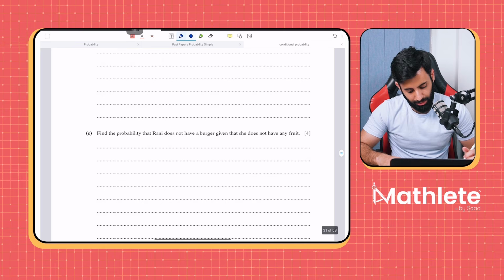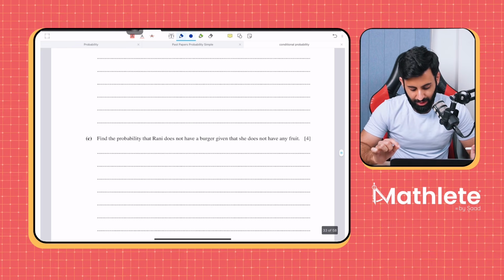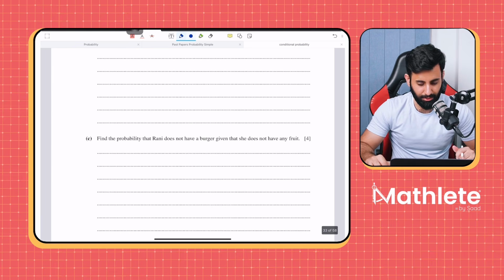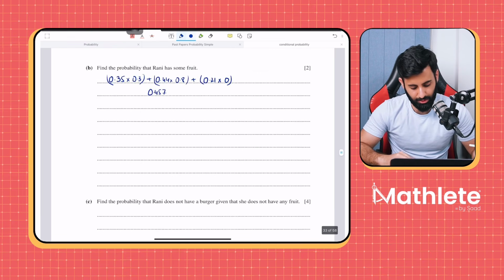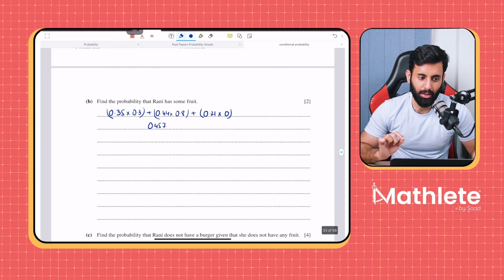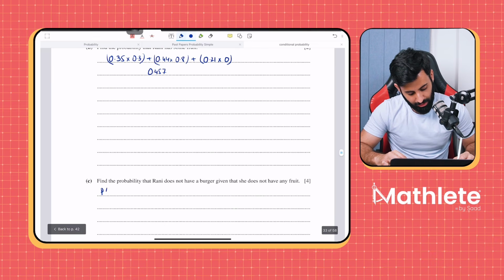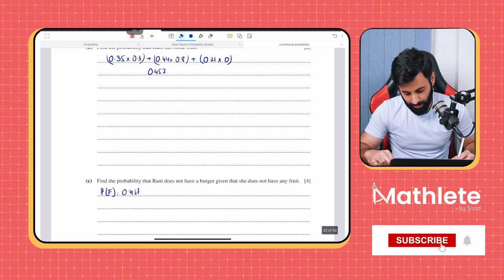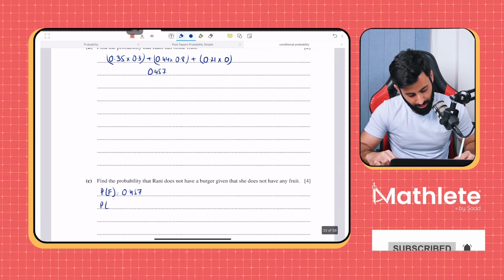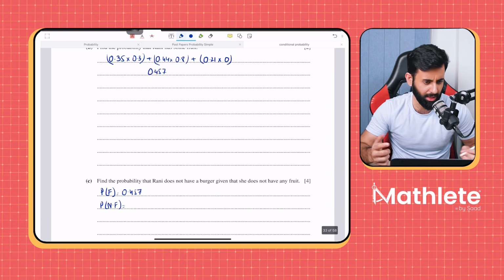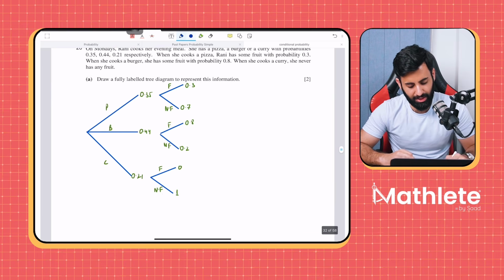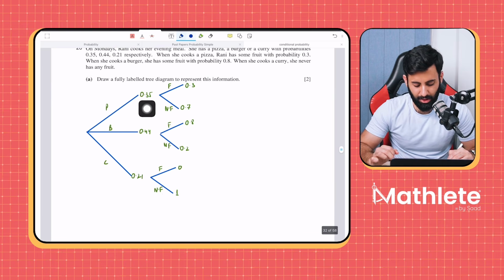Part C says find the probability that Rani does not have a burger given that she does not have any fruit. Now here we have already worked out the probability that she has some fruit, which is 0.457. How will I work out the probability that she does not have any fruit? Do I need to do all the hard work all over again? Well, I can. The same way we worked out the probability that she has fruit, we can work out the probability that she does not have some fruit.